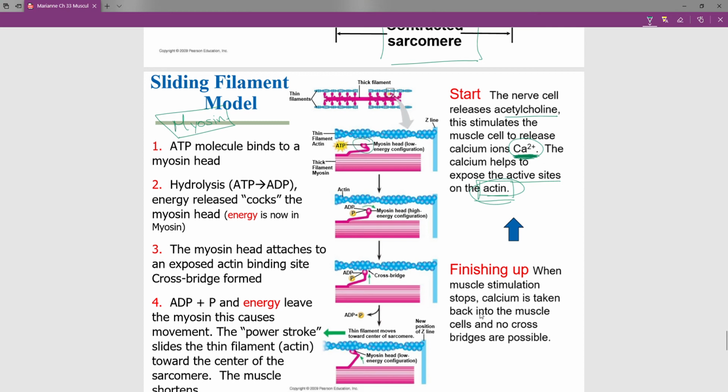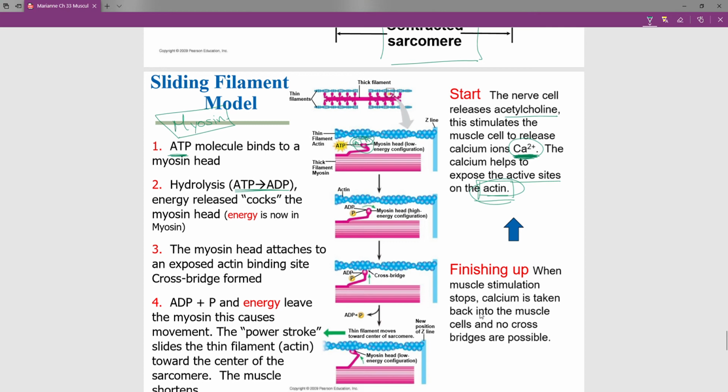And what happens is that an ATP molecule is going to bind to the head. So the ATP comes in contact with the myosin head here. That is going to, when the ATP is converted to ADP, put some energy into the myosin head that changes the position of that protein.